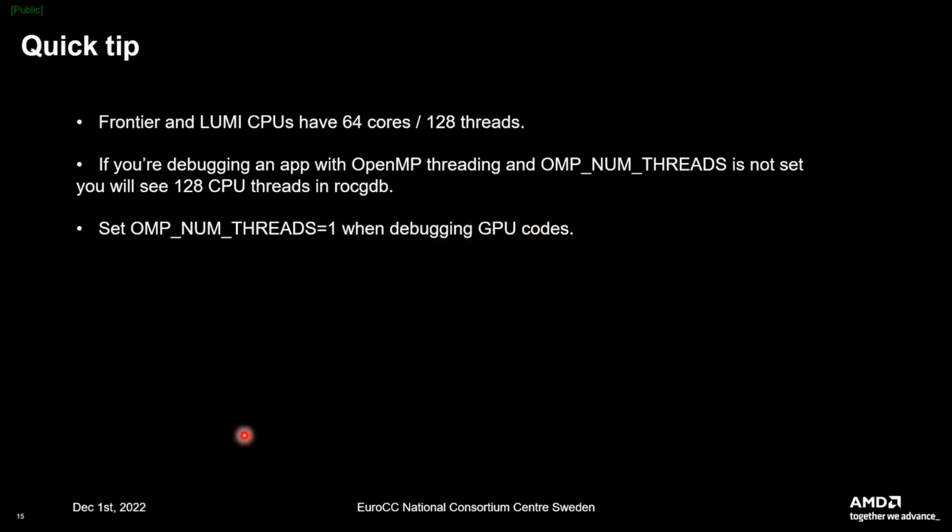So a quick tip on Frontier and LUMI: CPUs have 64 cores, and each core has 2 hardware threads, giving you 128 threads. So if you're debugging an app with OpenMP, and you don't have the OMP_NUM_THREADS environment variable set, you will see 128 threads in ROCgdb. It might be important if you're just debugging a small app and you don't want a large overload of information being dumped on the screen. Just say OMP_NUM_THREADS equal to 1, and that will probably be much more helpful, especially for GPU codes.